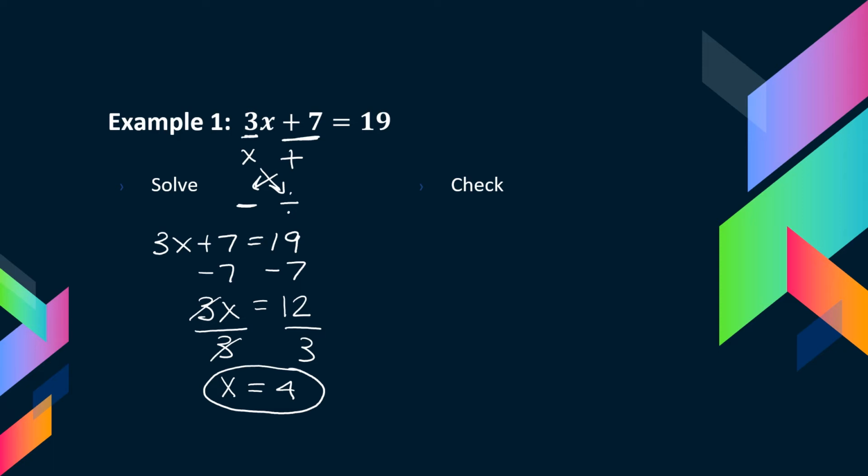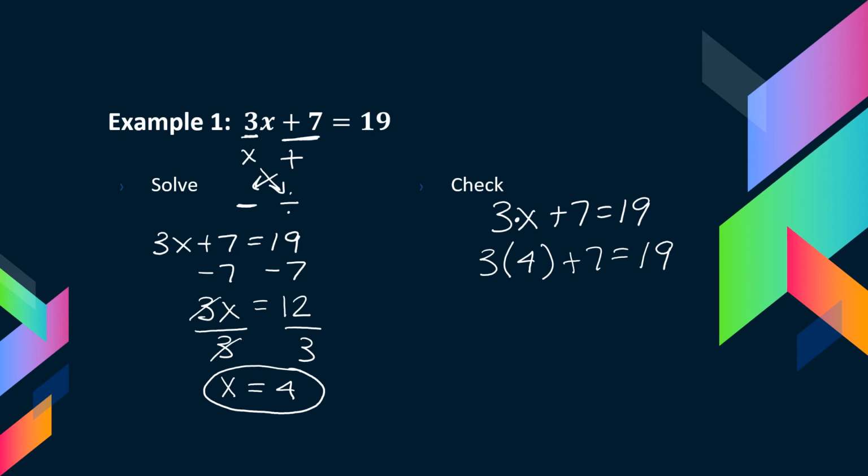But let's check that. To do that, we want to rewrite the equation. And then we want to plug in 4 for x, because that's what we found x was equal to. In this case, we do want to put that 4 in parentheses because these are really being multiplied together. So we don't want to think that the 3 and 4 are 34. We want to make sure it's 3 times 4.